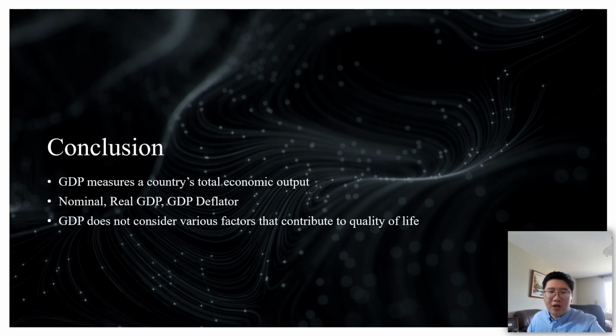In conclusion, GDP measures total economic output. It has real GDP and nominal GDP, but it does not consider various other things that may impact quality of life.